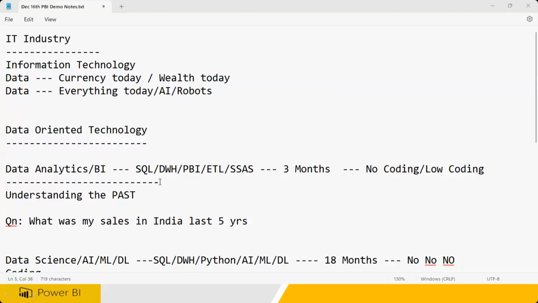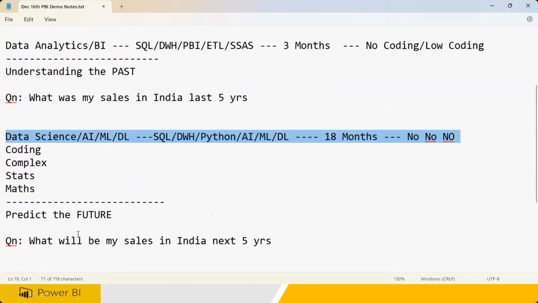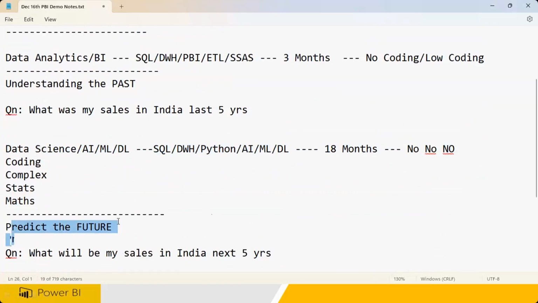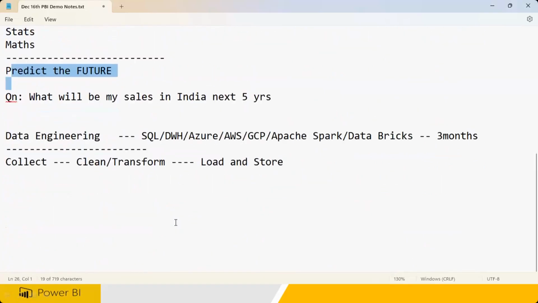Chalo, guys. So data analytics means understanding the past. That's what I told you. Data science or artificial intelligence means completely predicting the future, right? Both of them need data. The data people are going to be storing in different places. That is what I told you.